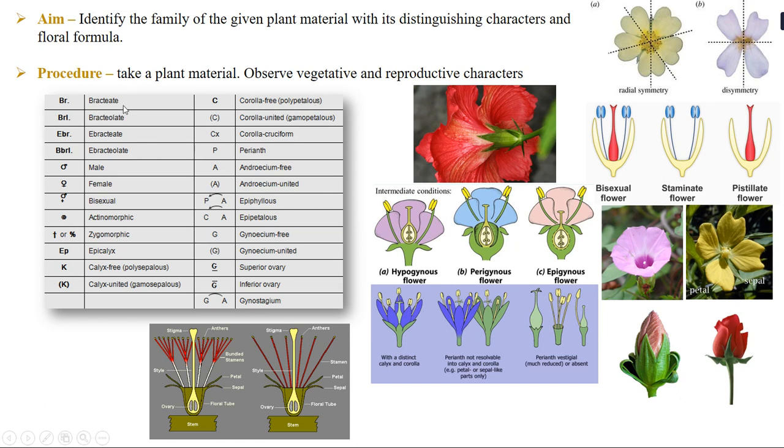The first one is bracteate. Now for this you have to see this picture. You can see these small green color structures over here. As a whole, these small structures are called the epicalyx. Why epicalyx? Because they are just present beneath the calyx, or you can say just besides the calyx. So these are the epicalyx. And if you consider them individually, they are called the bracts.